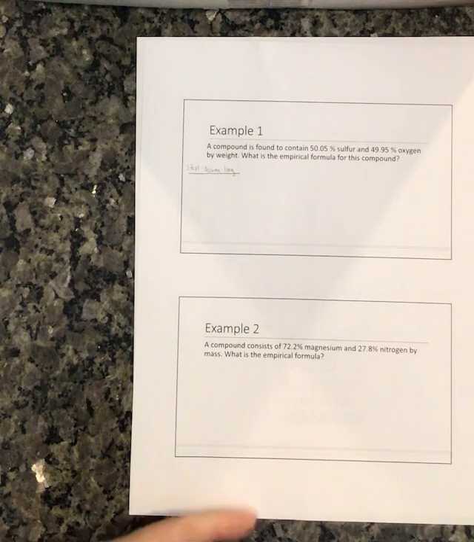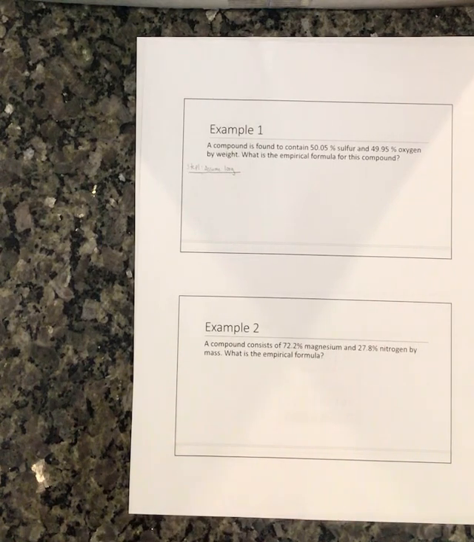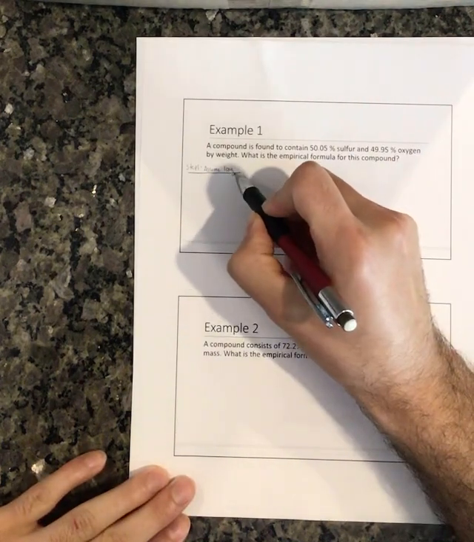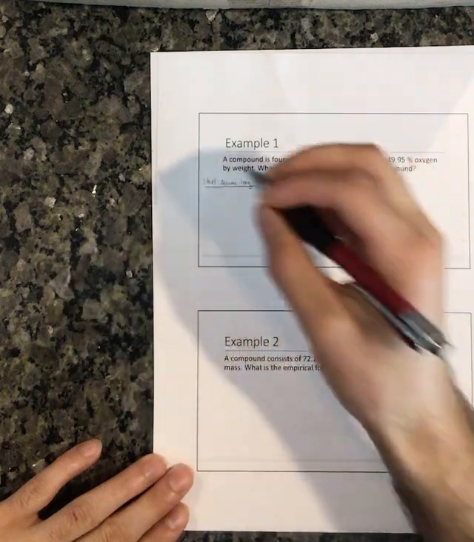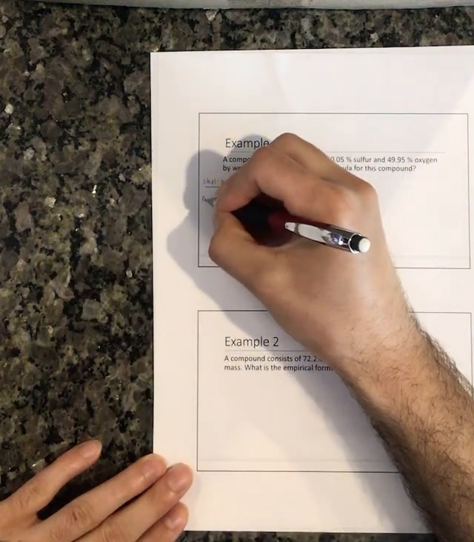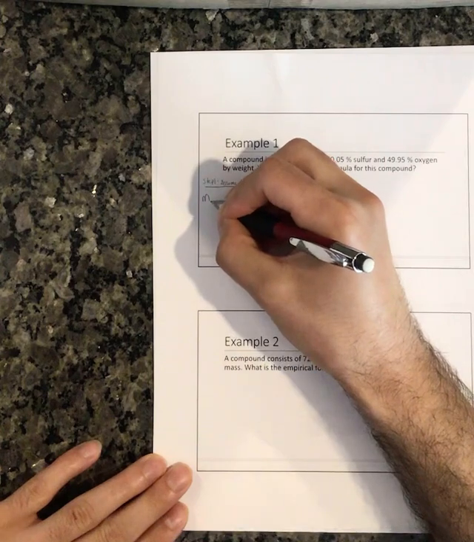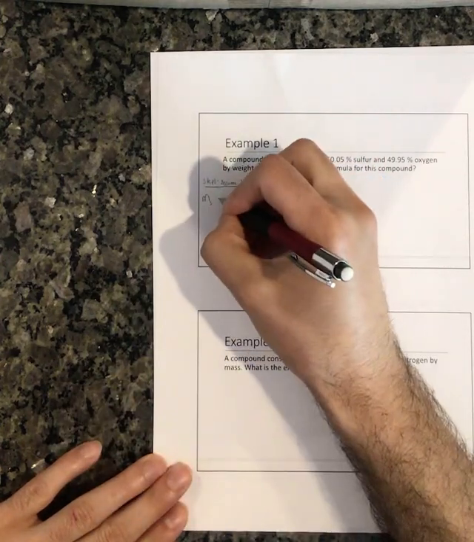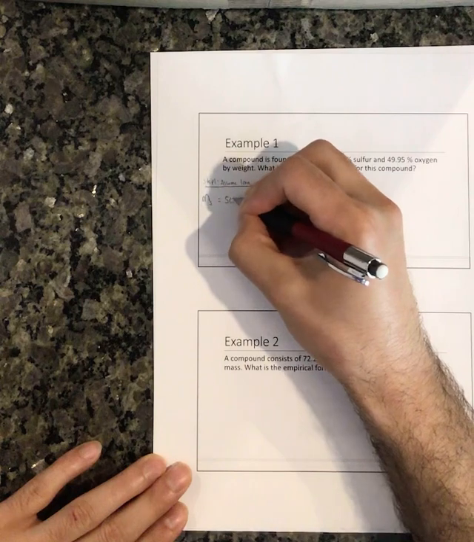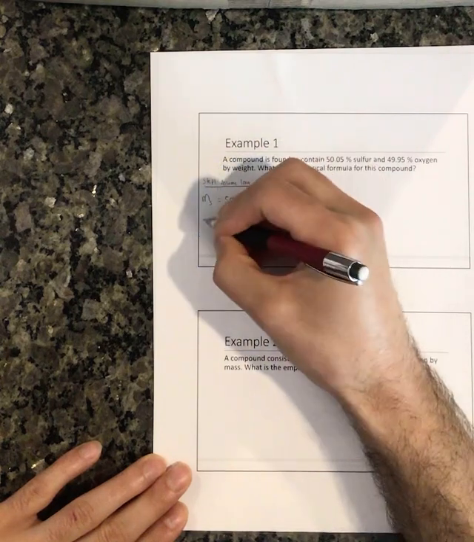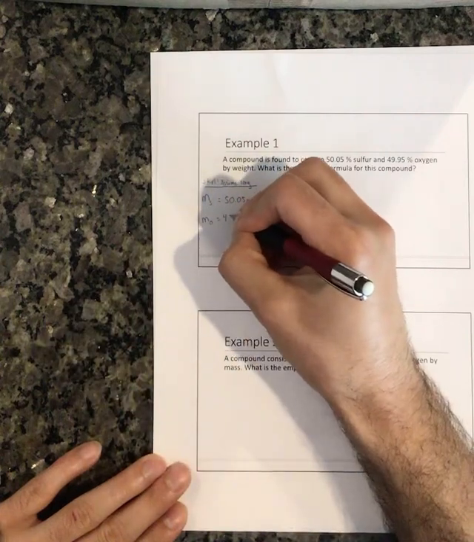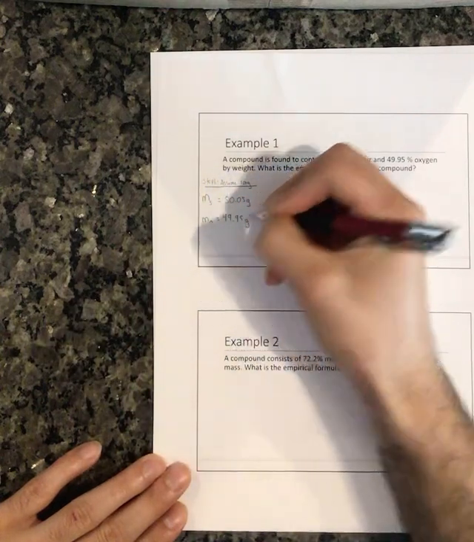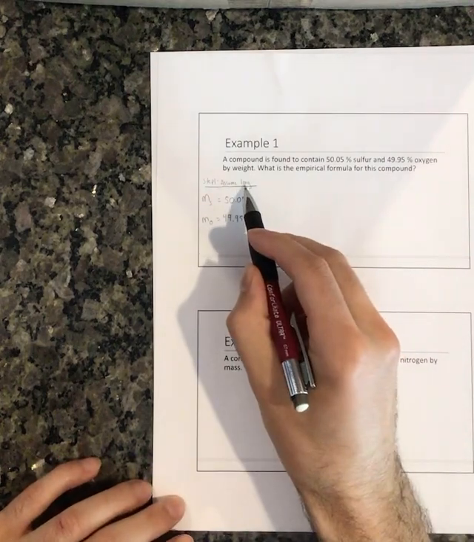We can assume having 1 gram. We can assume having 2 grams. But the easiest one to assume is 100 grams. And the reason why it's the easiest is because what's going to happen is now, okay, little m stands for mass. So the mass of sulfur, which is S, is going to be 50.05 grams. The mass of oxygen is going to be 49.95 grams.